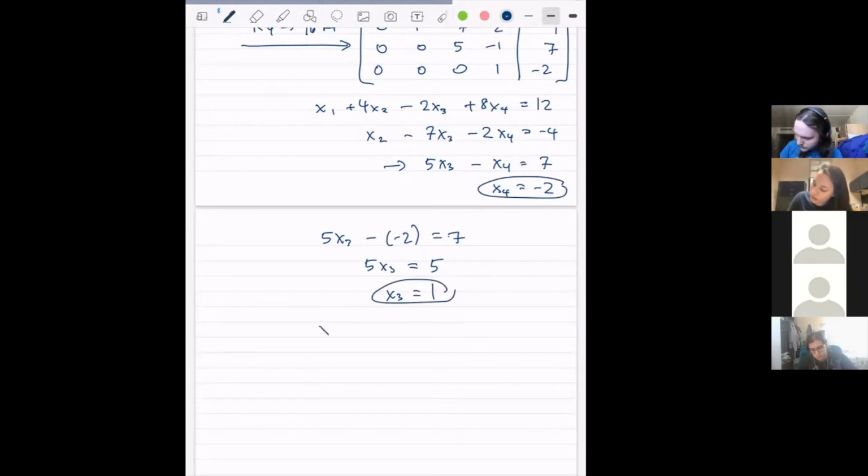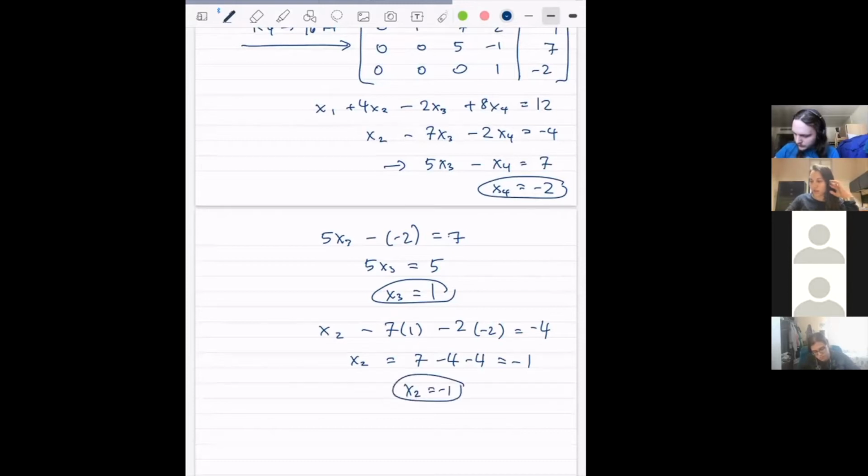Then we use the next equation up. We get x2 minus 7 times 1 minus 2 times -2 equals -4. That will give you +4, so -4, minus another 4, so -1. And so we get x2 equals -1. And then lastly, we just use the last equation. Right? So we're just systematically finding each of the variables from our system of equations.